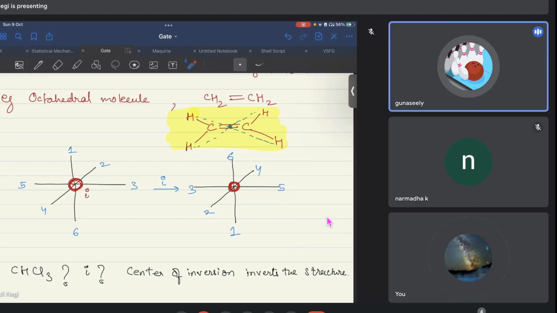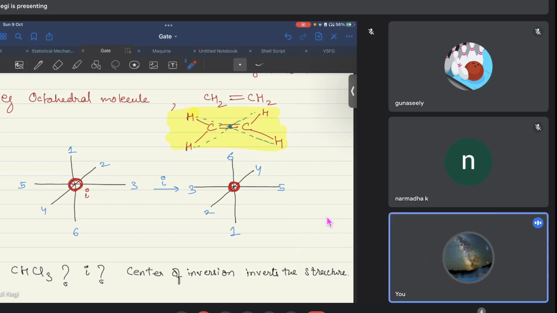Yeah, Narmada. There is no center of symmetry, ma'am. Yes, correct. So there is no center of symmetry in CHCl3. It is not necessarily important that any molecule will have a center of symmetry. It can have other symmetry elements, because identity is the one which every molecule has. We can see that in CHCl3 the center of symmetry is not present, but there are other symmetry elements which are present in CHCl3.